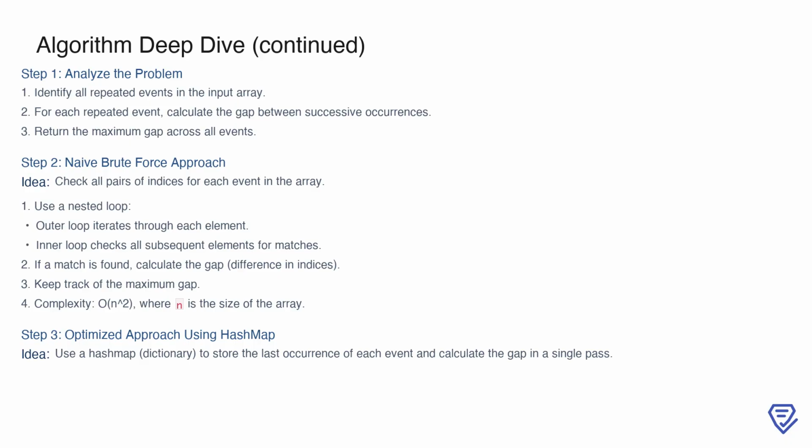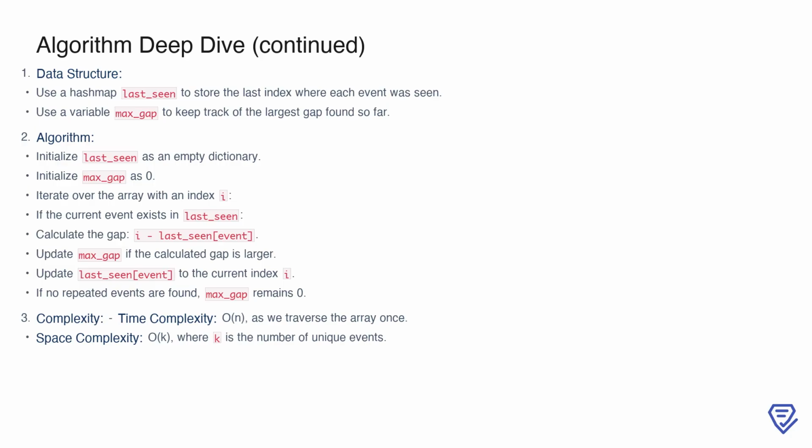To optimize, we can use a hash map to track the last occurrence of each event, allowing us to calculate gaps in a single pass. The optimized solution involves using a hash map to store the last index where each event was seen, as well as a variable to track the maximum gap found so far. We initialize an empty hash map called last_seen and set max_gap to 0.